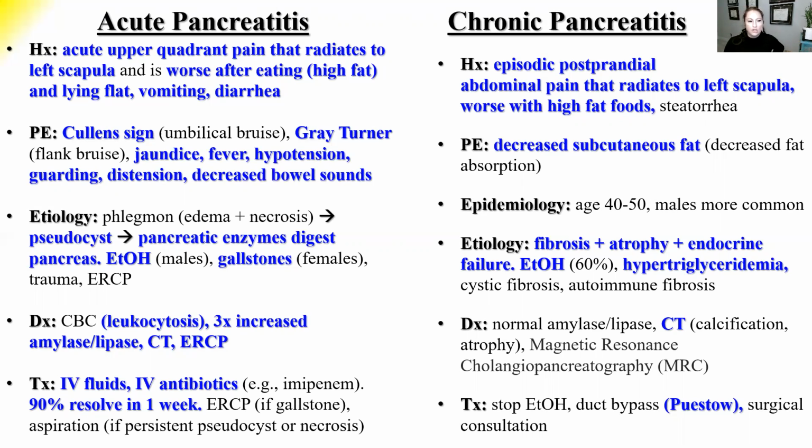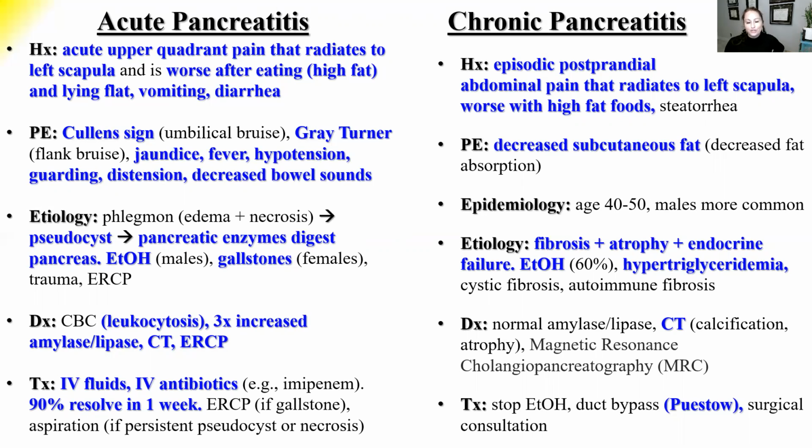Here's your board question. The most common cause of acute pancreatitis in males is alcohol. The most common cause in females is going to be gallstones that trap everything in there. Trauma can cause this. ERCP, which we use to get stones out, can cause pancreatitis.